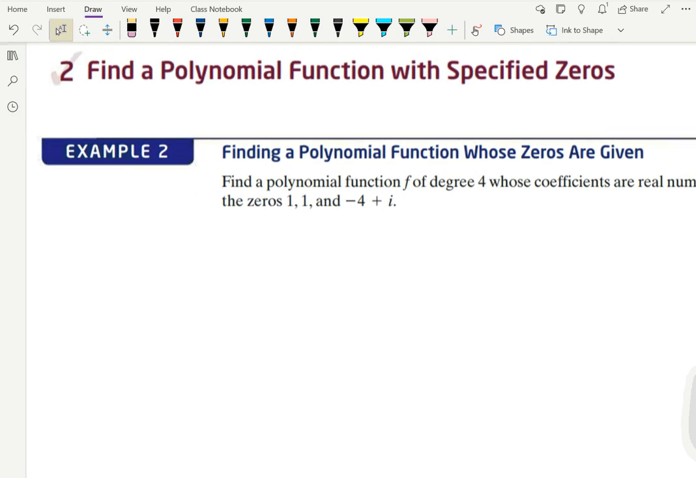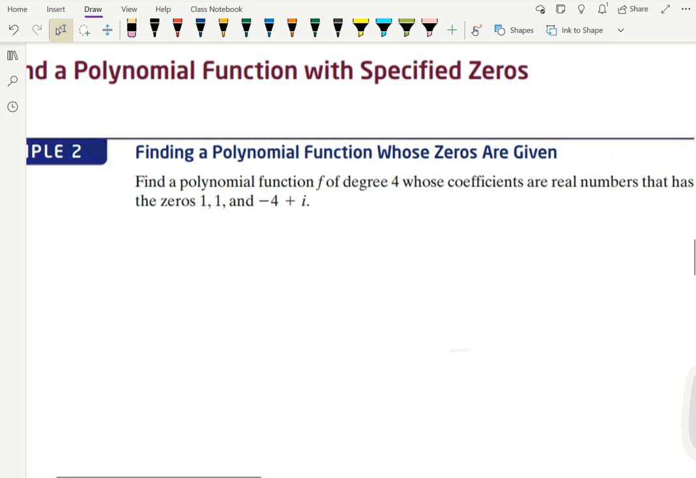objective 2 here, find the polynomial function with specified zeros. So now what if we're given the zeros and we want to figure out, well, what was the original function? Most of what we've worked up till now is, here's a function, let's go ahead and find what the zeros are of the function. Now we're reversing it. We're saying, okay, what if I have the zeros? Can I come up with the function?